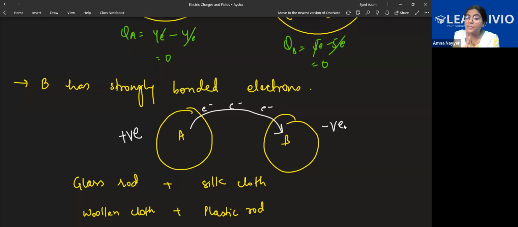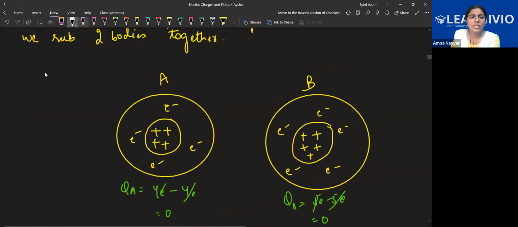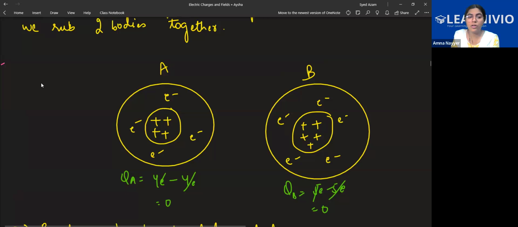So questions come in this manner. They will not give the statement directly. You will read the statements and at the end you have to just tell what the signs are. So this logic only you have to apply. What is the logic? Just one logic: if B has strongly bonded electrons, then easier is the removal of electrons from A.